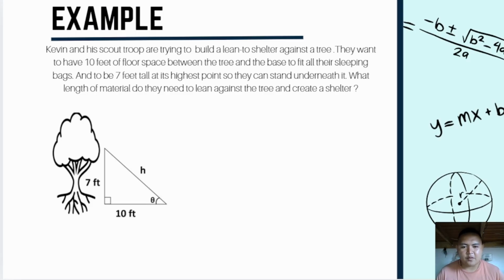Our first example is Kevin and his scout troops are trying to build a lean-to shelter against a tree. They want to have 10 feet of floor space between the tree and the base to fit all their sleeping bags, and to be 7 feet tall at its highest point so they can stand underneath it. What length of material do you need to lean against the tree and create a shelter?